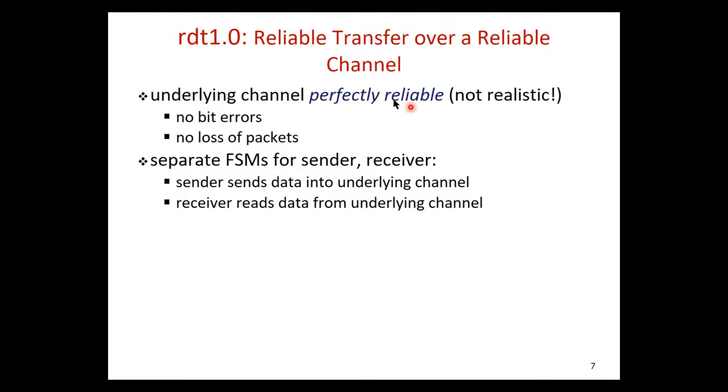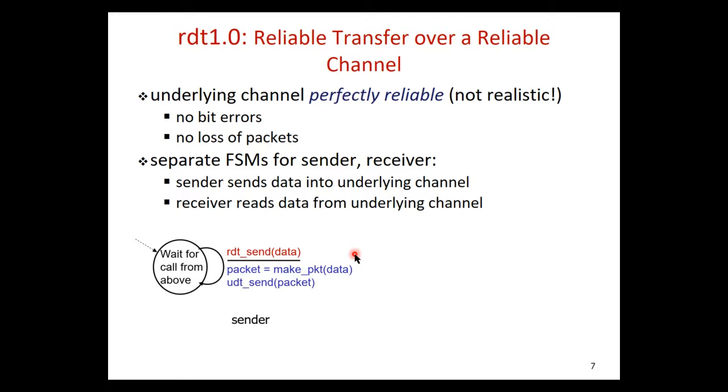Okay, so let's start with the simplest case, which is that the underlying channel is perfectly reliable. Not realistic, right? But let's just start with that. It's perfectly reliable, which means there's no bit error, no loss of packets. So in that case, how would the RDT look? It will be RDT 1.0.